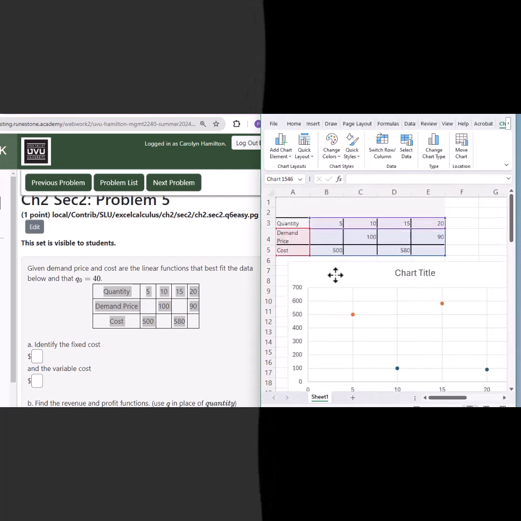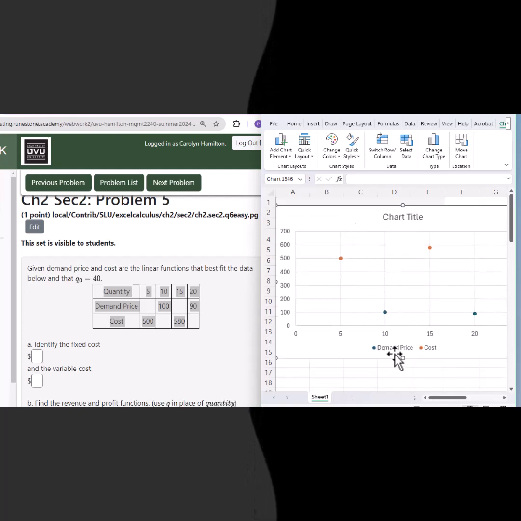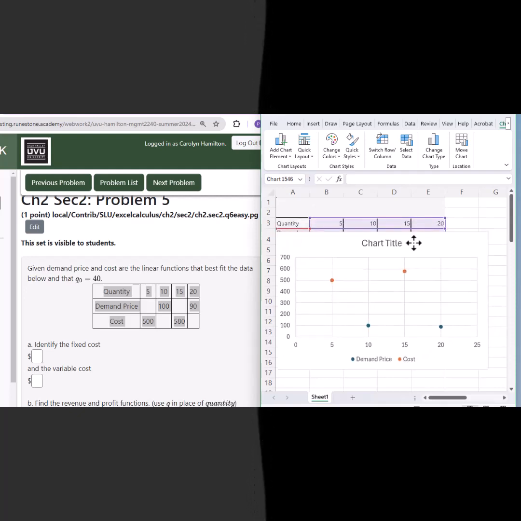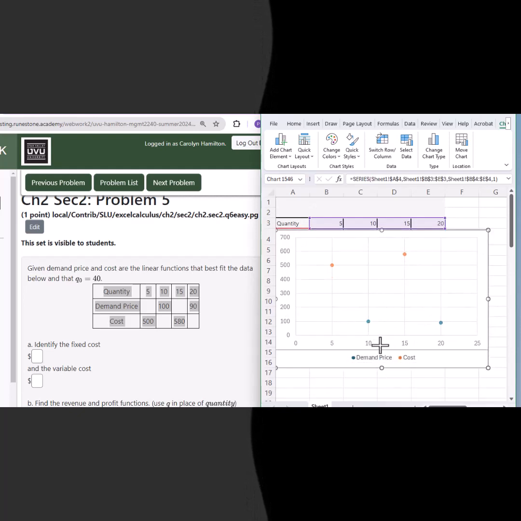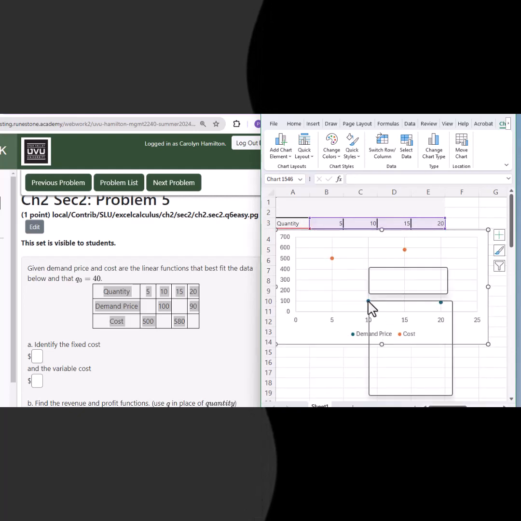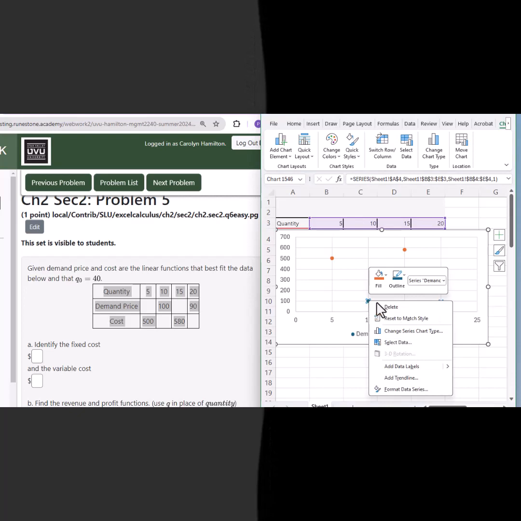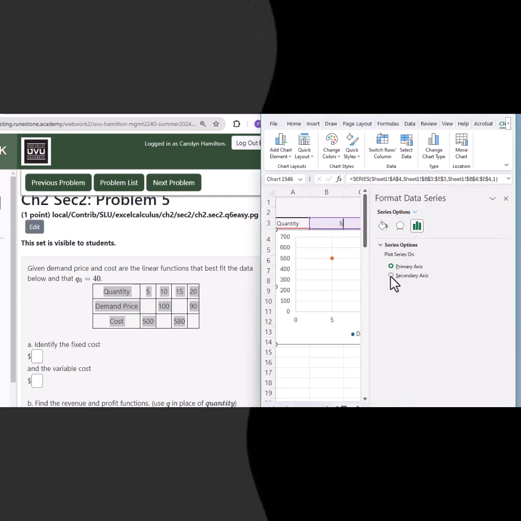Let me move this out of the way. It looks like everything is being interpreted correctly. It's picked up the names of the data series. Let me make this smaller and adjust my view, see if that helps. There we go. So a right click, format the data series, put in a secondary axis.